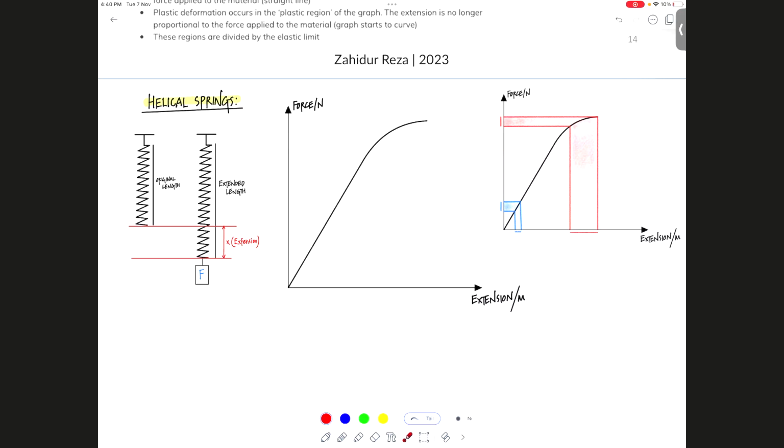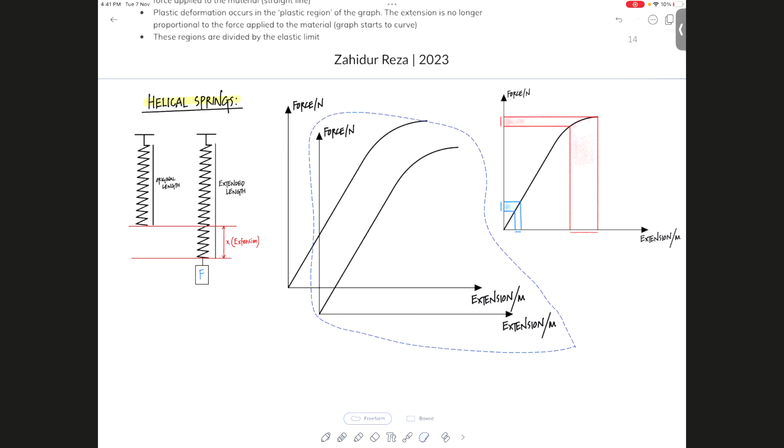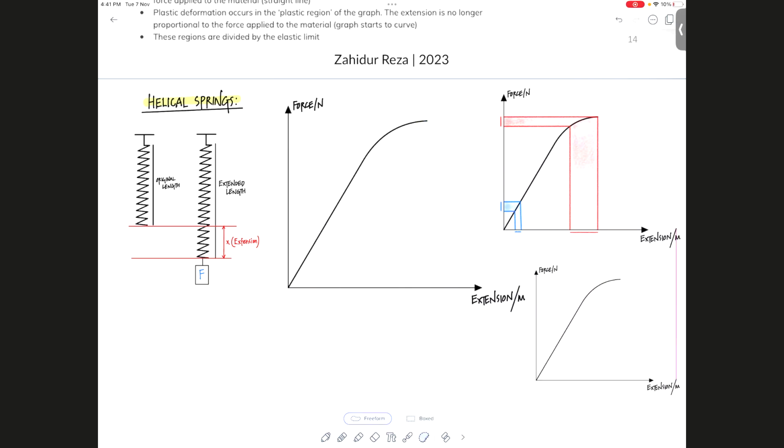When will the graph go upwards? I mean, it's an obvious question, but you answer. When will the graph go up? Yeah, exactly. If I reverse extension and force, I'll do that for you since there's confusion. So if I reverse extension and force, the graph will go like that.